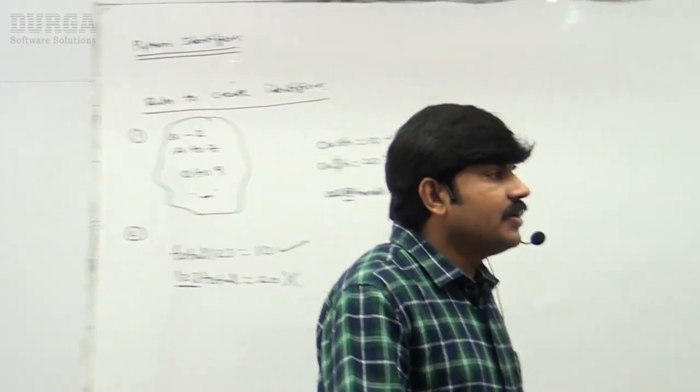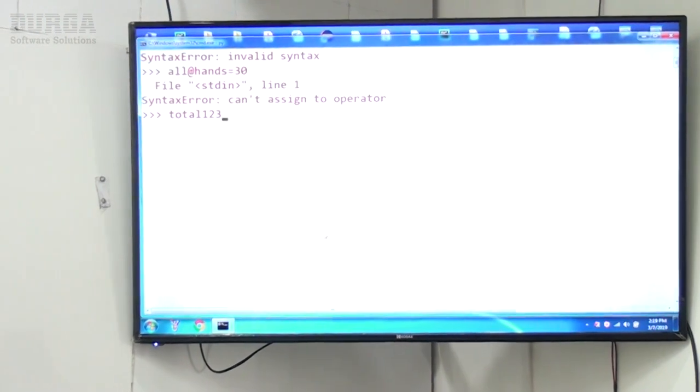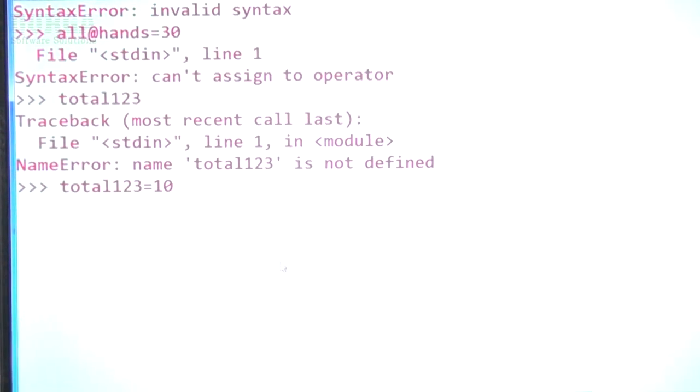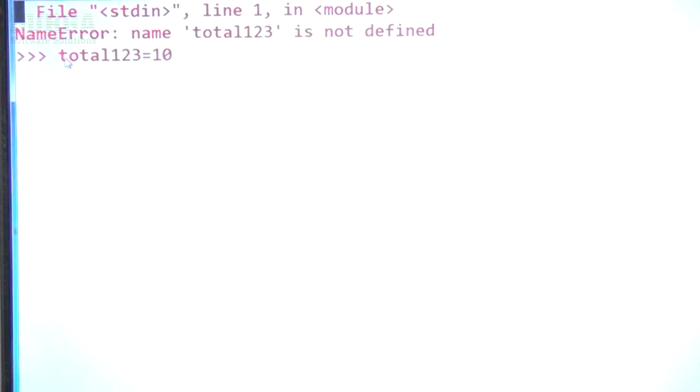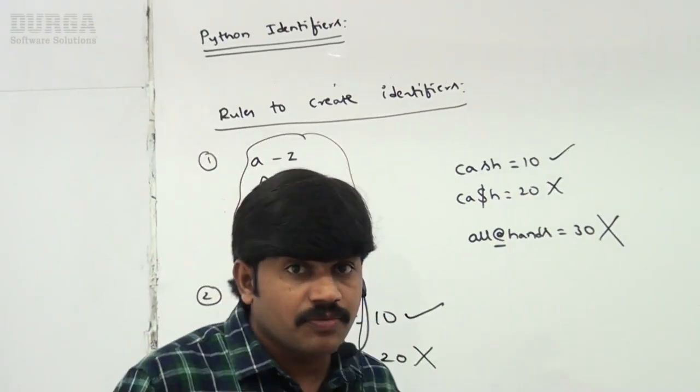Observe carefully. Here I take total123 is equal to 10. Perfectly valid, no problem at all. Then 123total is equal to 10. Immediately we get a syntax error, invalid syntax. Identifiers should not start with a digit. Are you getting it? So the second rule is very clear: an identifier can't start with a digit.